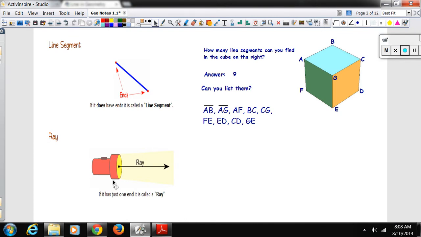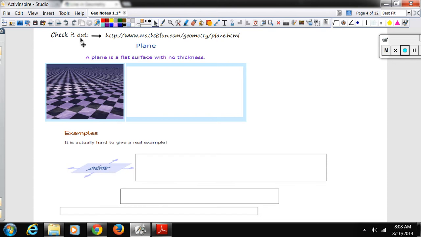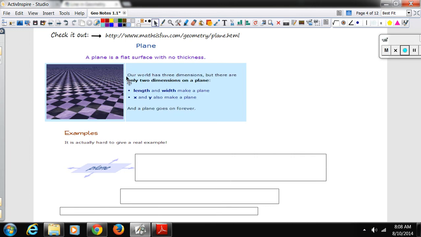So that would be a ray, one direction, like a flashlight. Okay, a plane is a flat surface with no thickness. In our world, we have 3 dimensions, but there are only 2 dimensions on a plane. There's length and width that make a plane.